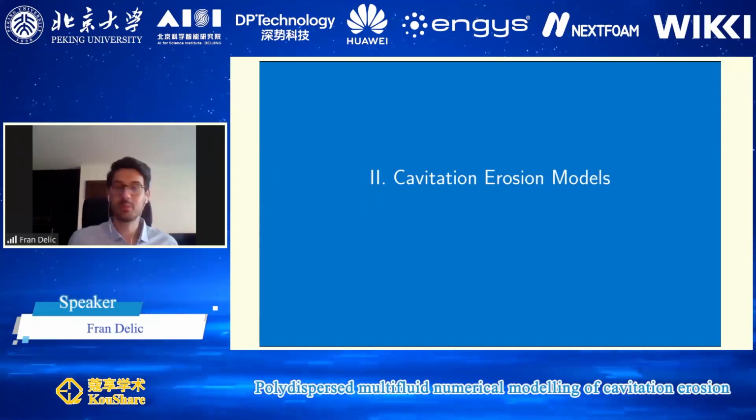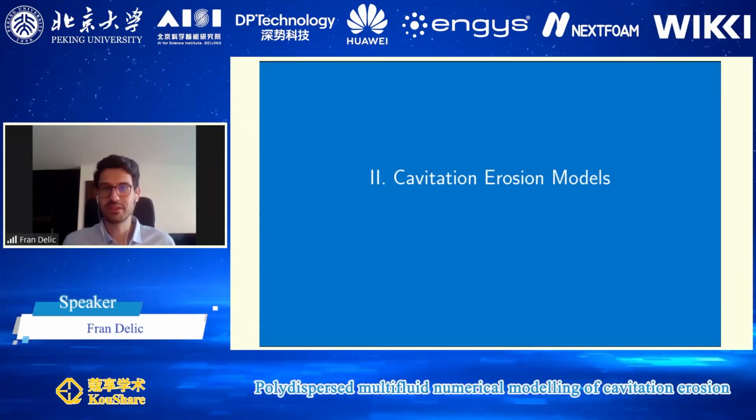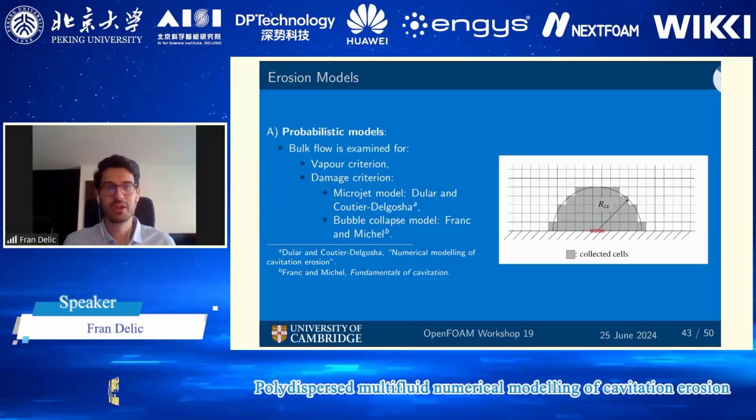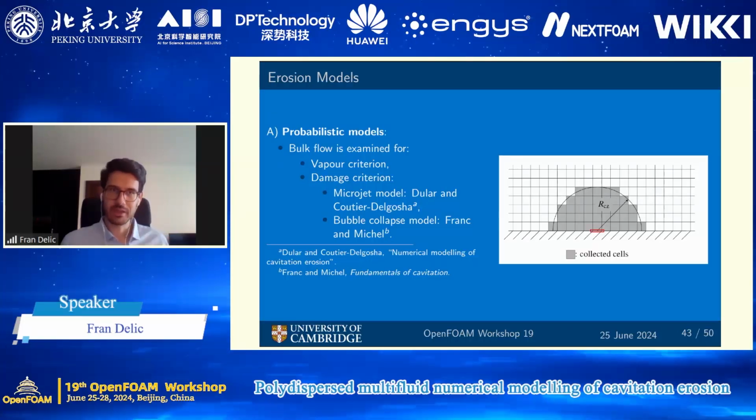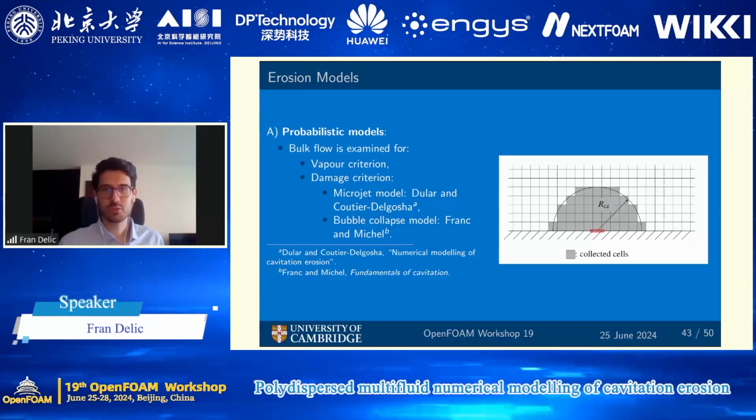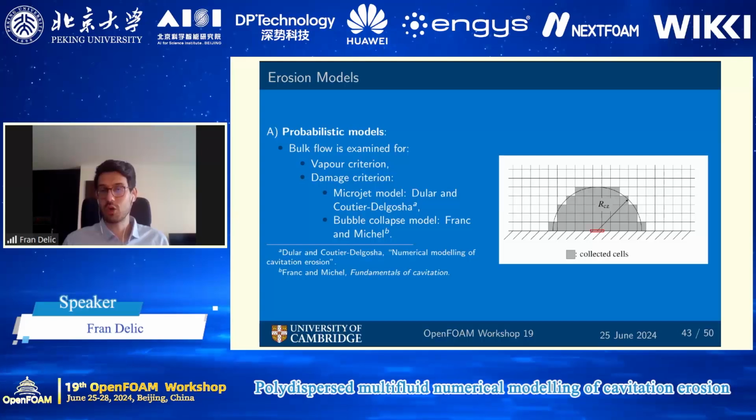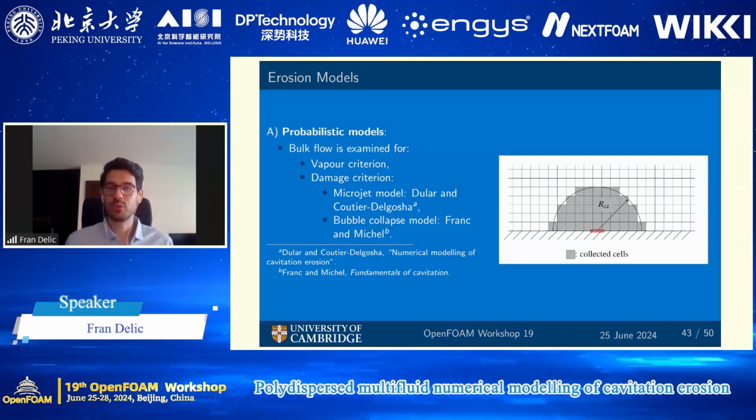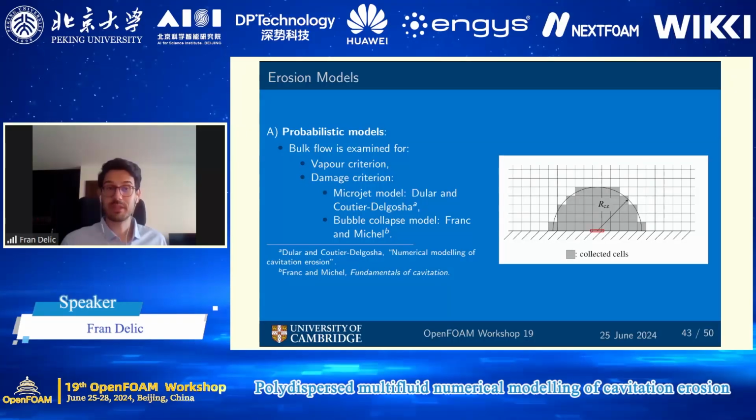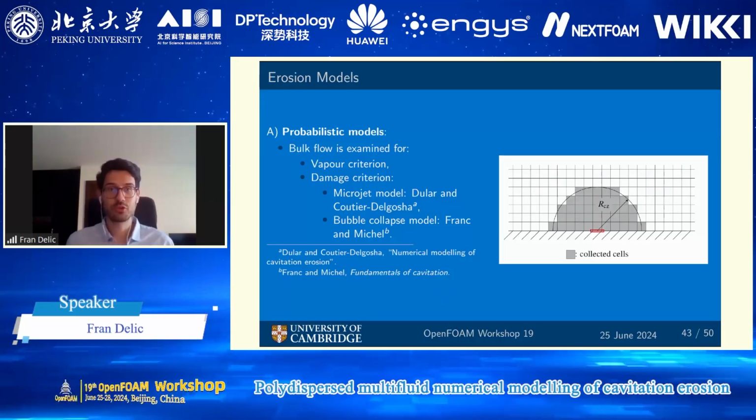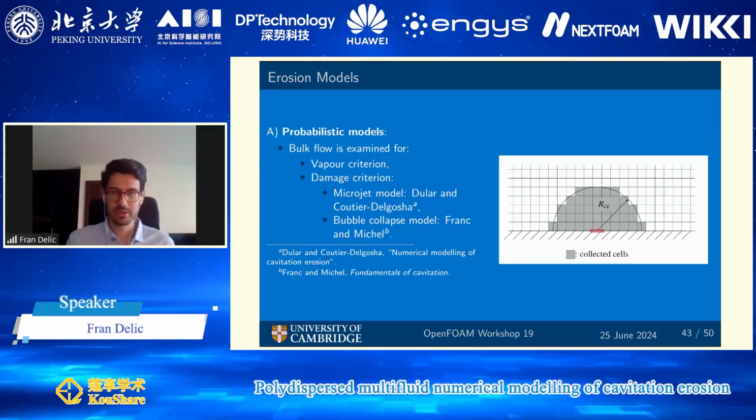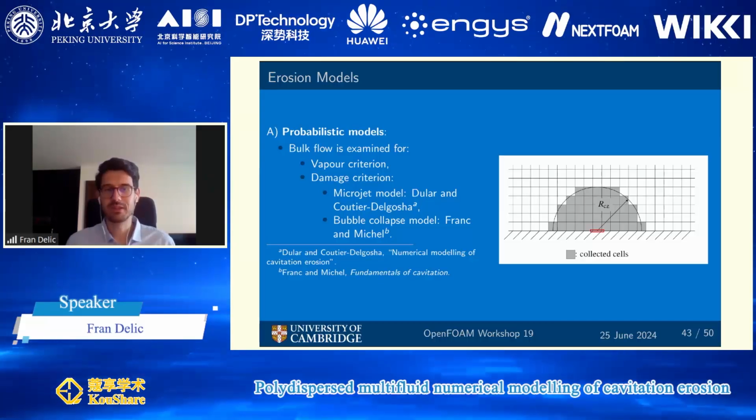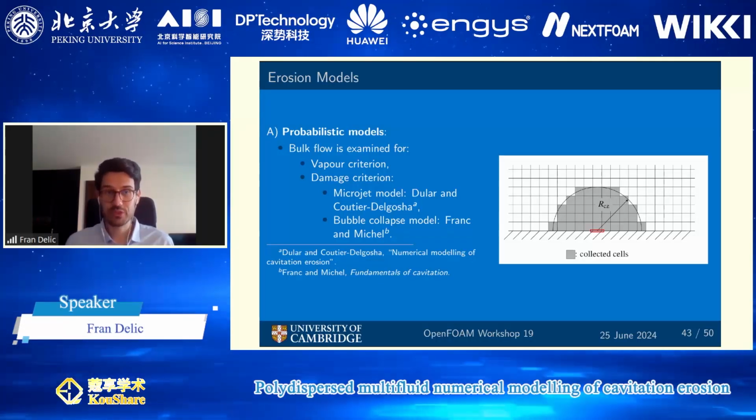I'll assume that your bulk fluid model does all of this. You need to capture cavitation erosion. There are two ideas behind this. The first is probabilistic models, where you take all of your phases of interest, build a hemisphere of cells around them, and examine them in each time step for two criteria. The first one is vapor, whether there are bubbles or not, and the second is if there are bubbles and they collapse, can they do damage?